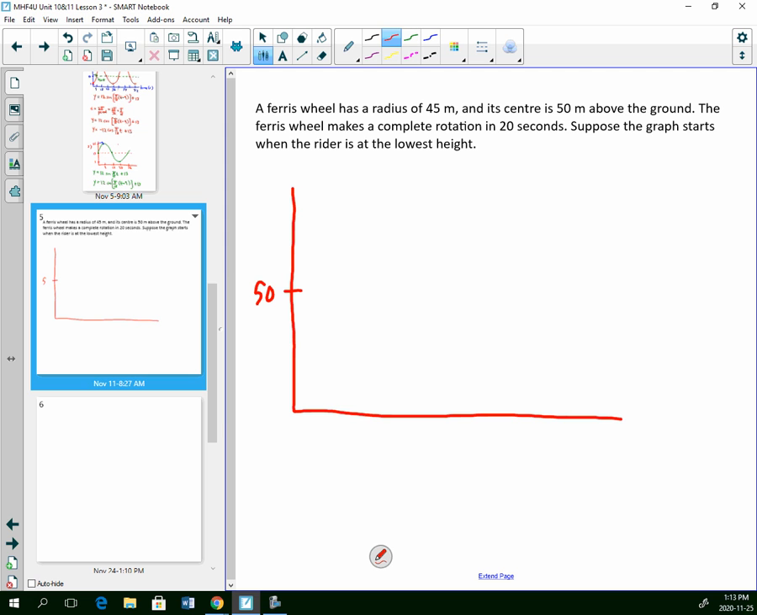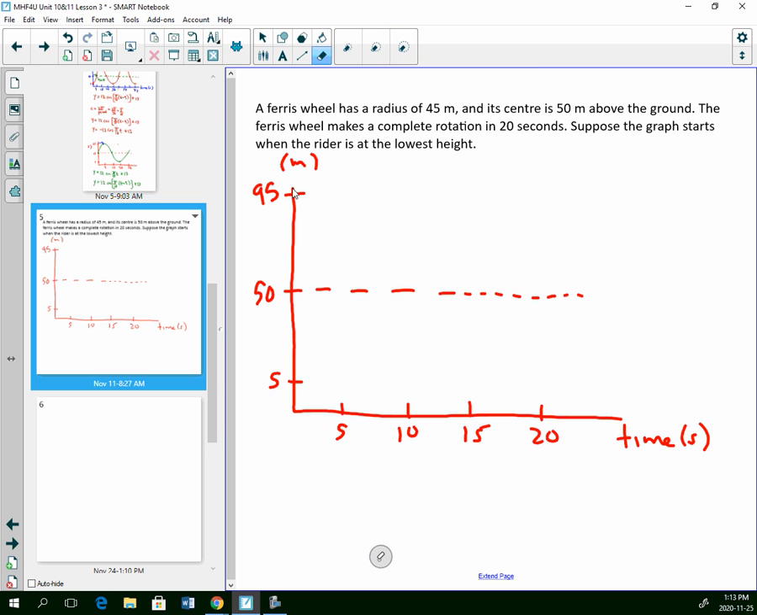So it'll be described in various ways. So it says the middle is at 50, right? The center is 50 above the ground. The radius is 45. So that means from the middle, I'm going to go down 45. So that would take me to 5, and up 45 would take me to 95. And this is in meters. The Ferris wheel makes 1 rotation in 20 seconds. So I'm just going to do 1 rotation. And we'll cut that in half and then cut it again. So those are my important parts of the axes.